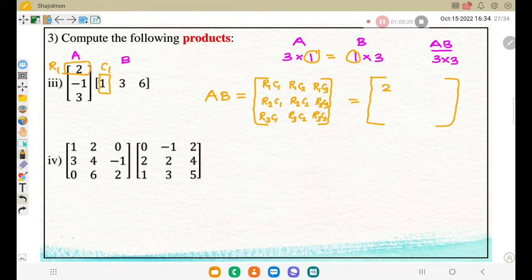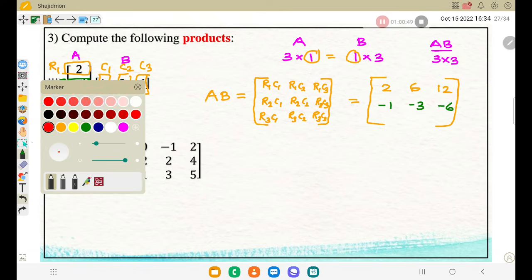Now R1 C2, C2 means this one, second column: 2 multiply 3, 6. R1 C3, third column: 2 multiply 6, 12. Hope you understood. Now go to the second row, this is the second row, R2. So minus 1 with 1, minus 1; minus 1 with 3, minus 3; minus 1 with 6, minus 6.